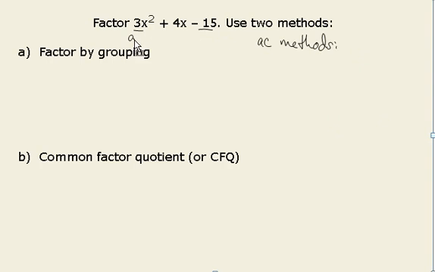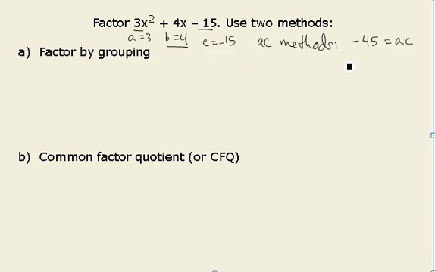Now A is equal to 3 here, B is 4, and C is negative 15, using the usual notation for quadratics. So AC is 3 times negative 15, or negative 45. My goal is to find factors of AC that add to B, which is 4. So if we think about factors of negative 45, we could do negative 45 times 1, or 45 times negative 1. Neither of those is going to have the right target sum.